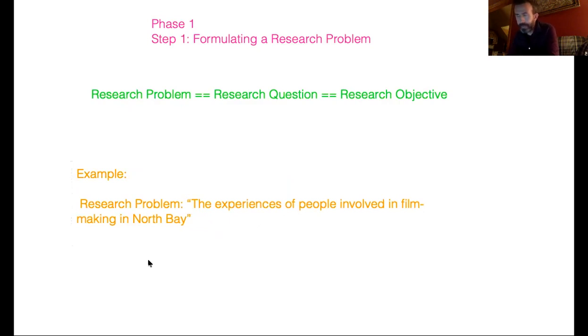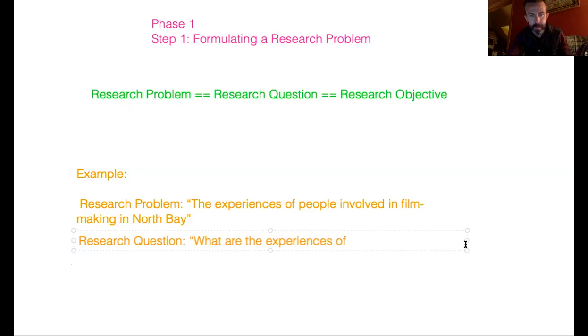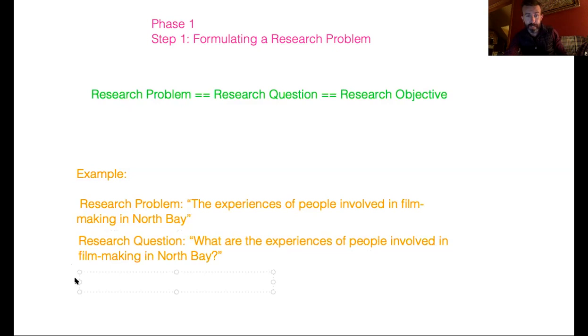Okay, well, I would ask, what are the experiences? How do I phrase that as a question? I'm going from problem to question. Research question. It's basically the same thing. What are the experiences of people involved in film making in North Bay? Slightly different take on the exact same thing.